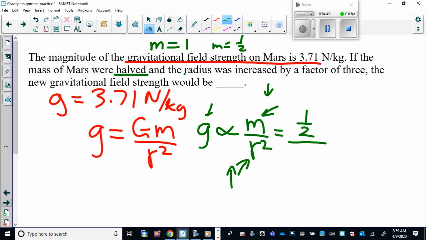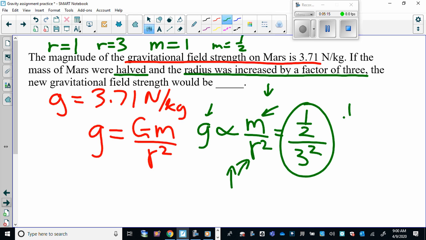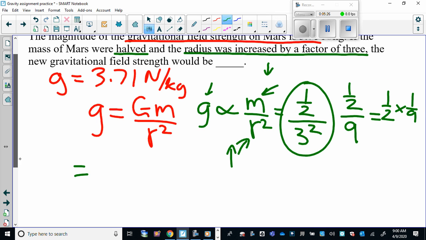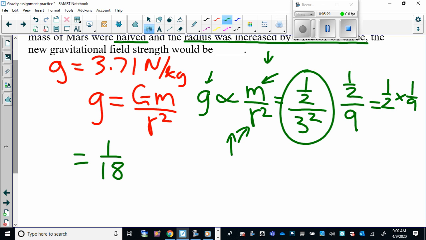Divided by the radius, which was increased by a factor of 3. So the radius is going to be 3 times bigger. Again, we don't need to know the radius of Mars. We say the initial radius of Mars is 1. Now the new radius is 3. So this r becomes 3, and we have to remember to square it, and then we simplify this fraction, which equals 1 over 18.